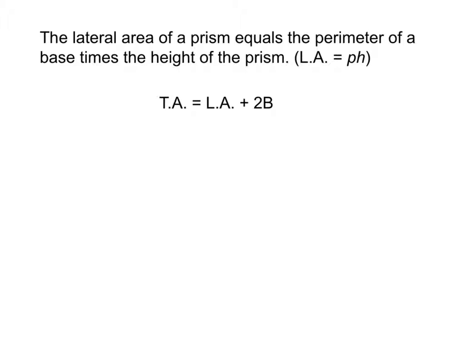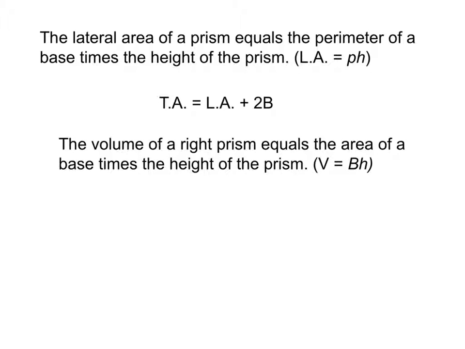Now, prisms have volume as well as area. So if we want to calculate the volume of a prism, we would do the following. The volume of a right prism equals the area of a base times the height of the prism, or strictly V, capital V for volume, is equal to capital B, which is the area of the base, times the height.